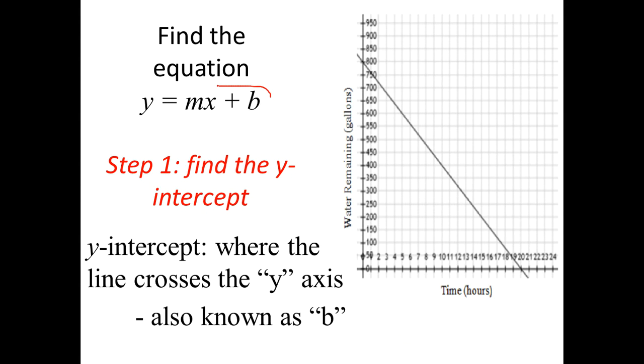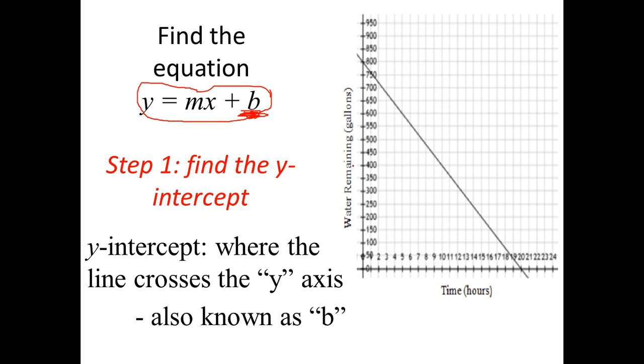That's this right here. So in my notes, I would write equation of a line, y equals mx plus b. I'm not going to write it for you, but it's equation of a line, y equals mx plus b. You need to know that, and I'm going to tell you what all that is. The first step to writing an equation of a line is to find the y-intercept. The y-intercept is where the line crosses the y-axis. It's also known as b. So the y-intercept is this right here.